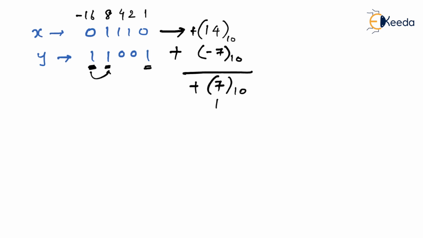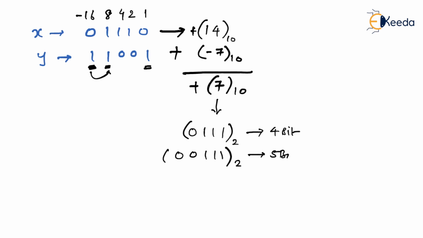If it is positive 7 to the base 10, can I write this as 0111? But 0111 to the base 2 is how much in size? It is 4-bit in size. Let's say if I want to make it 5-bit, then what should be the answer? The answer should be 00111 to the base 2. This is 5-bit. If I want to represent it using 6-bit, then what are you supposed to do?